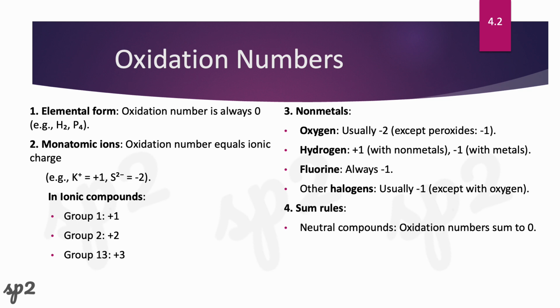And the last thing is all about the sum rules, which means that if you have a neutral compound, when you sum all of your oxidation numbers, that must be equal to 0. If you have any polyatomic ions, you can add all of your oxidation numbers, and that must be equal to the charge of that polyatomic ion, right?